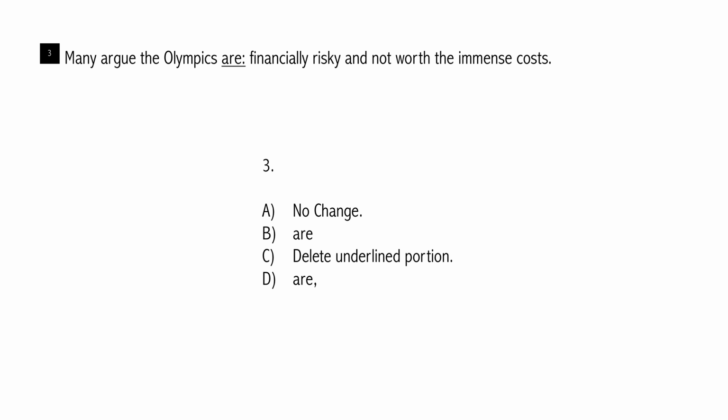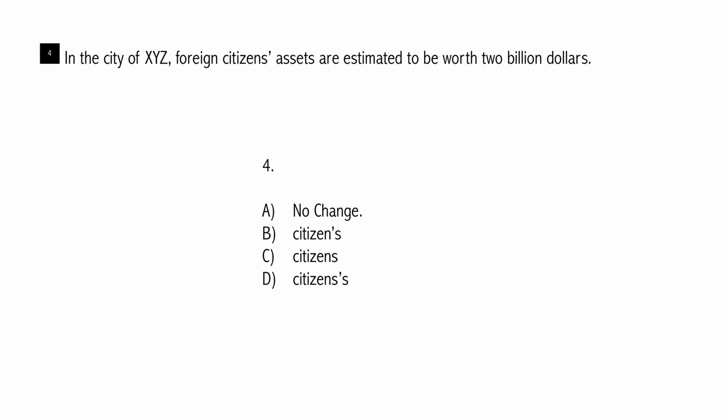We cannot just delete the underlined portion, because then the sentence would become, many argue that Olympics financially risky. That is grammatically incorrect as well. So we can clearly see that the option is B. And it is fairly easy. Most of the questions regarding punctuation are easy, but there are one or two, like the first question in these four that I've been showing till now, that are quite hard. This video is particularly long, so I'm trying to wrap it up now.